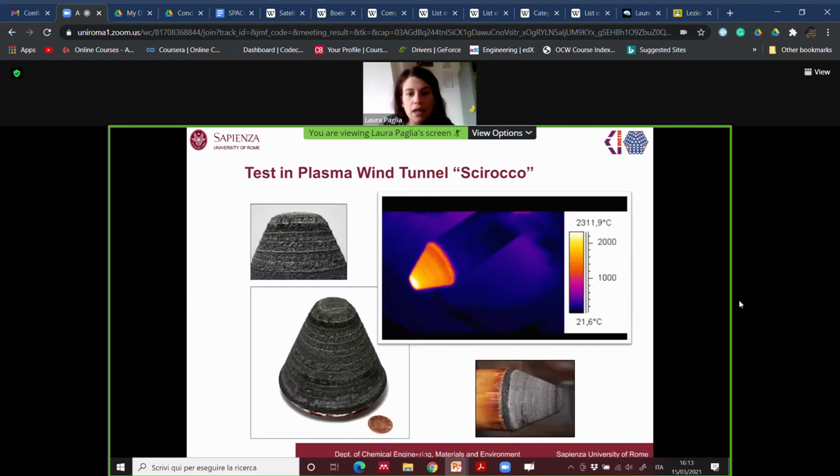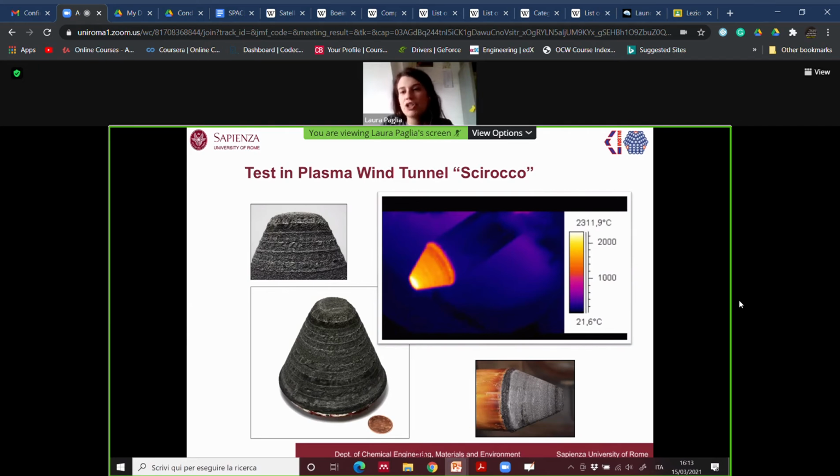And what we can see is that also the shape of the material is a bit changed because of the consumption of the material. And in this case, we have also a good shape of the materials because we can observe that no spallation of the material happened.